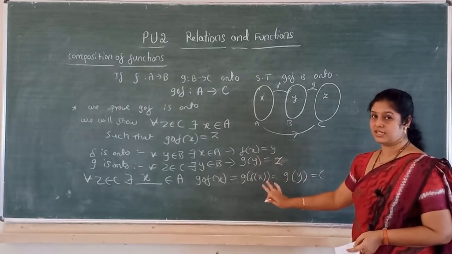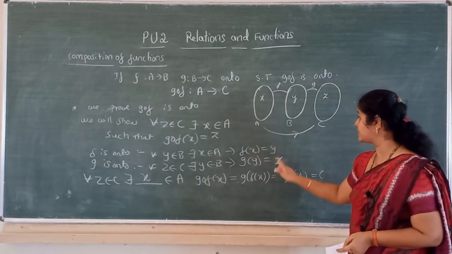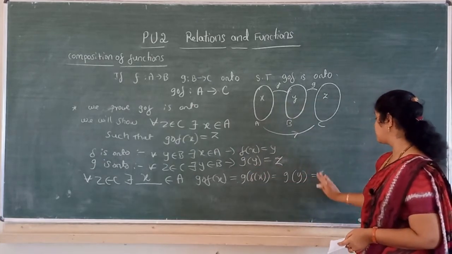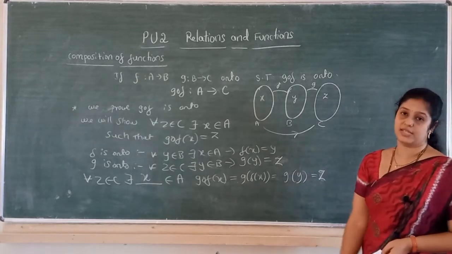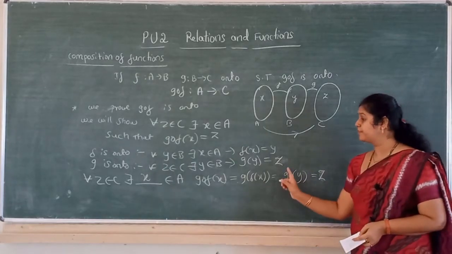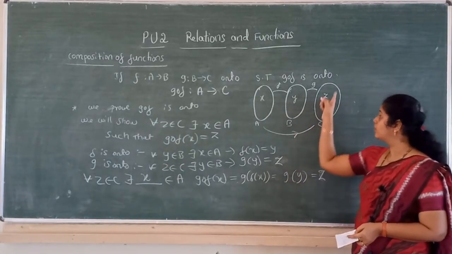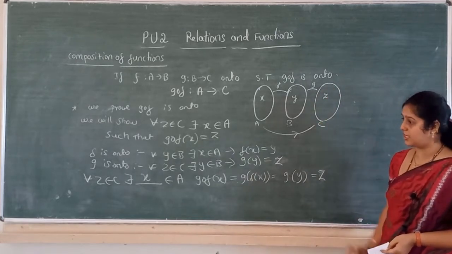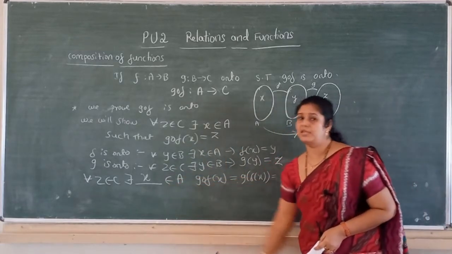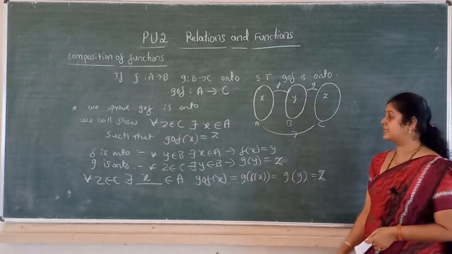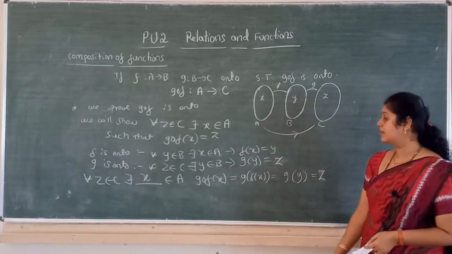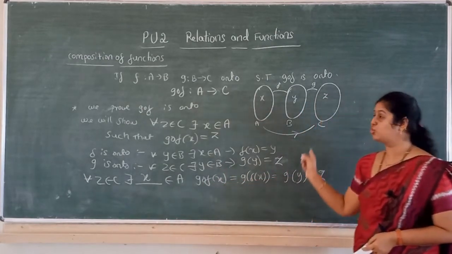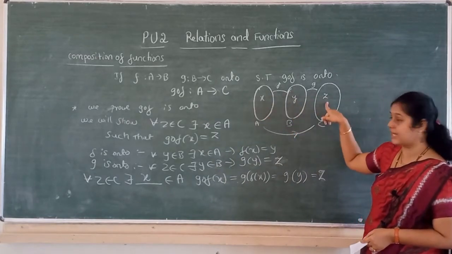So A, B, C are the sets, not the elements. X, Y, Z are the elements. Here g of y is equal to z. So here also g of y is equal to z. That means I took for every z belongs to C, any element in C, there exists some x in the domain set such that I have to prove g of f of x is z.